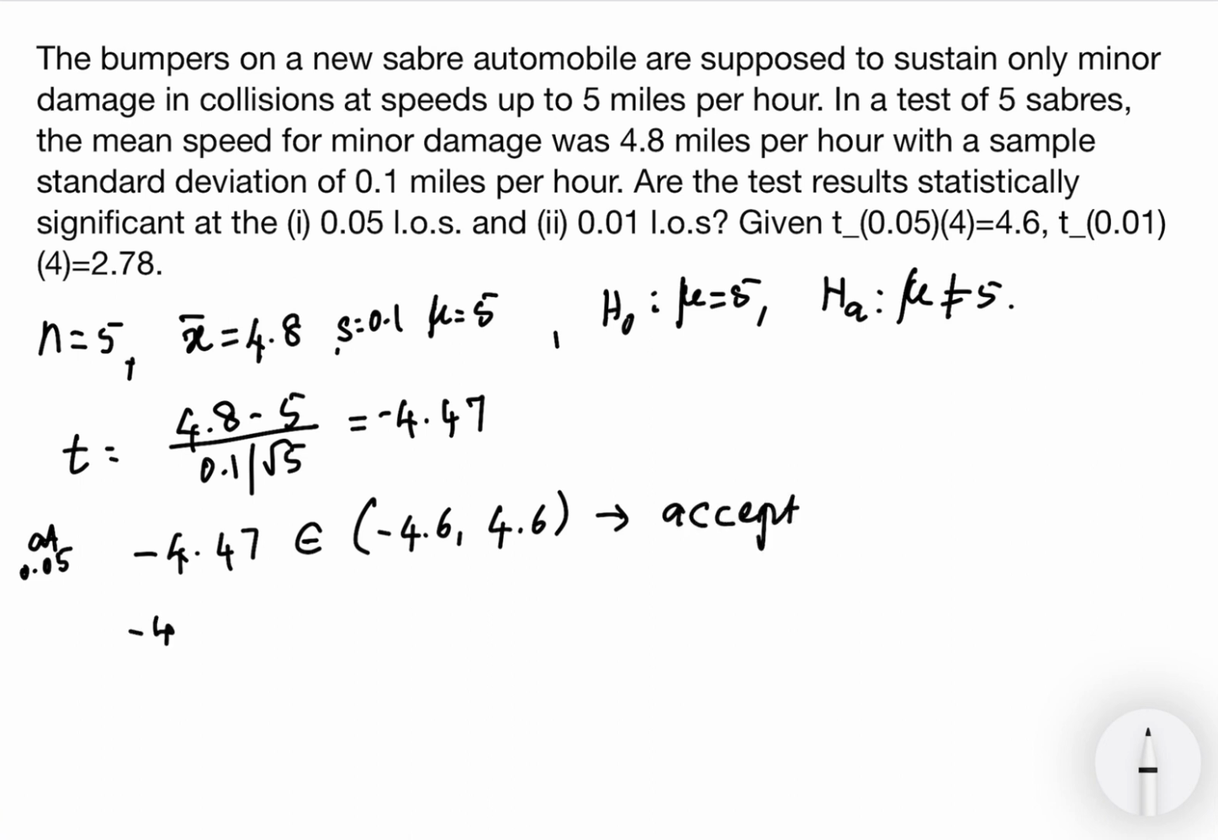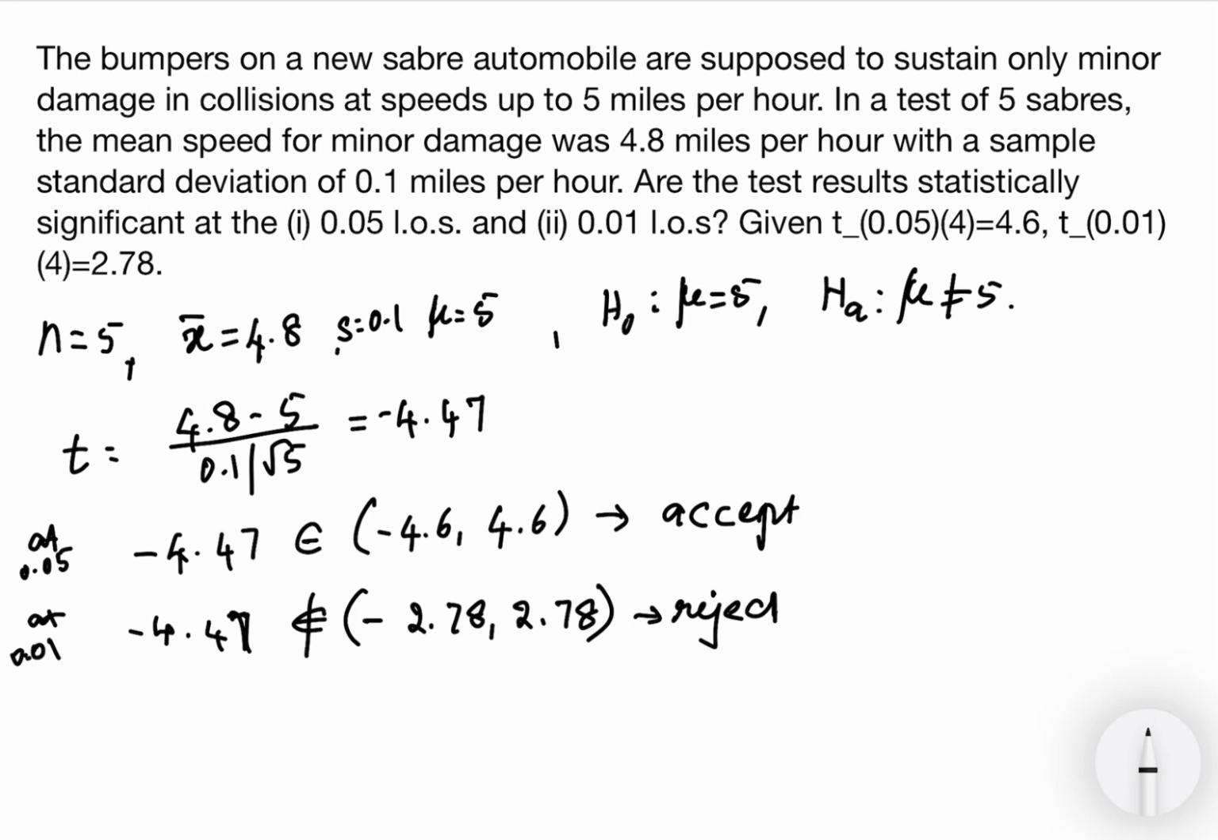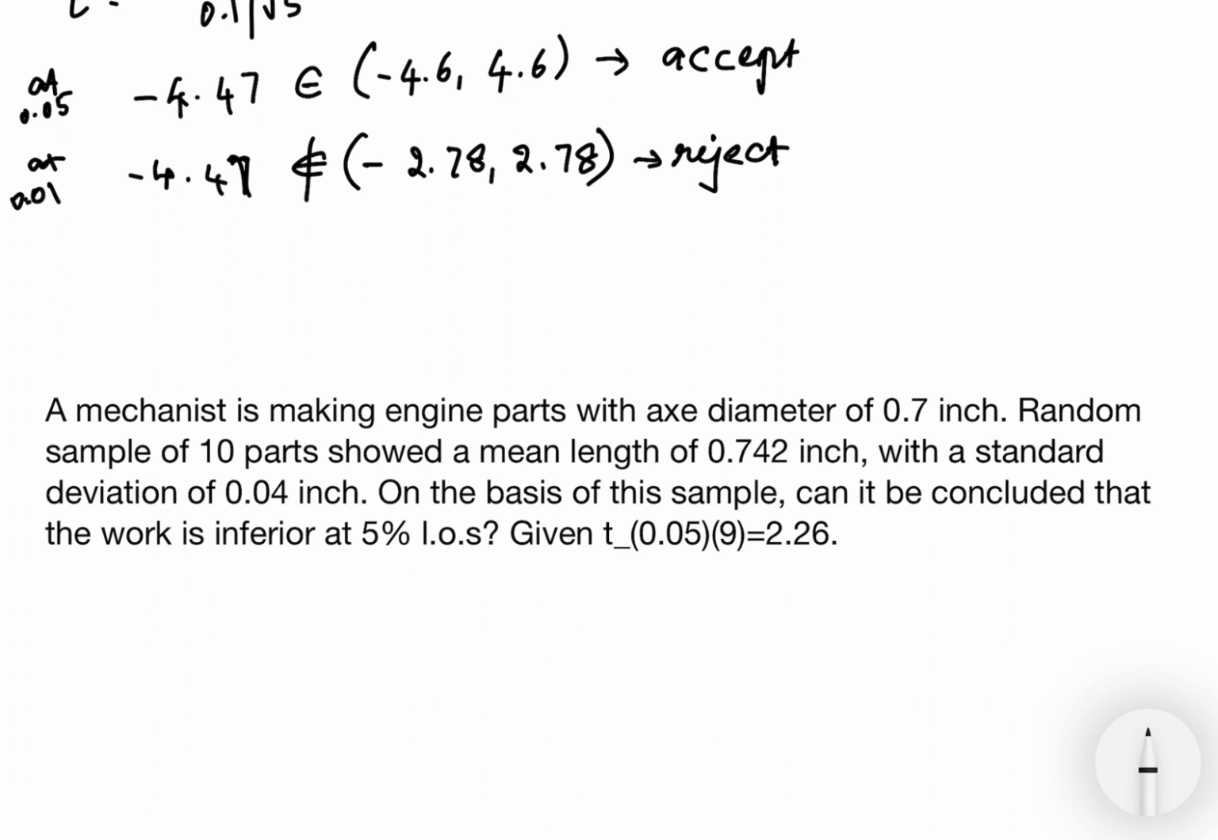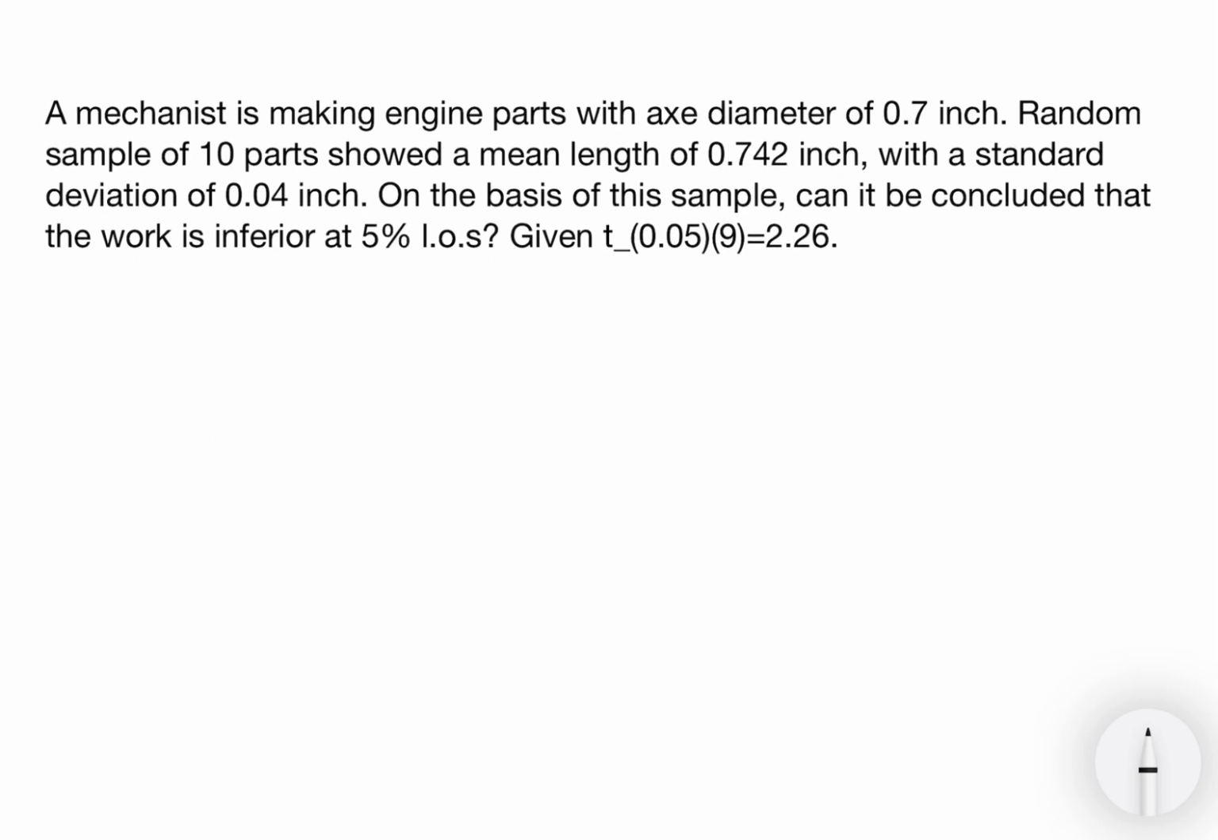And at 0.01 level of significance, we need to check whether minus 4.47 belongs to minus 2.78, 2.78. And here you can see that minus 4.47 does not belong to this interval. So we are going to reject the hypothesis. Okay, so let's go to the next problem.